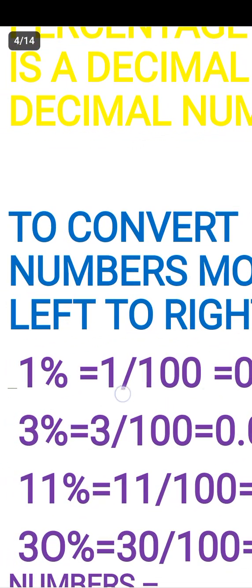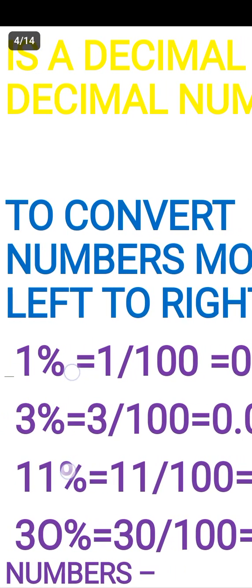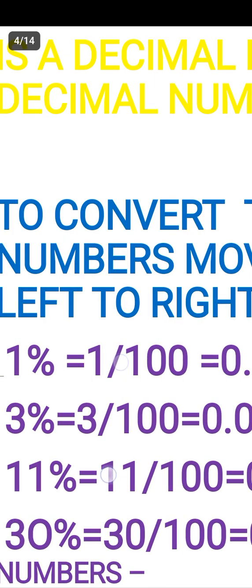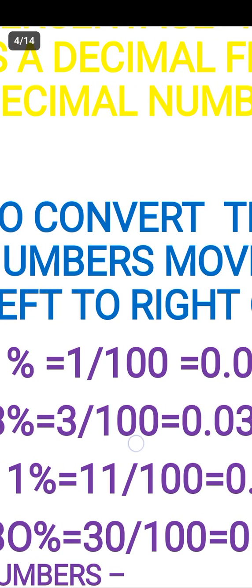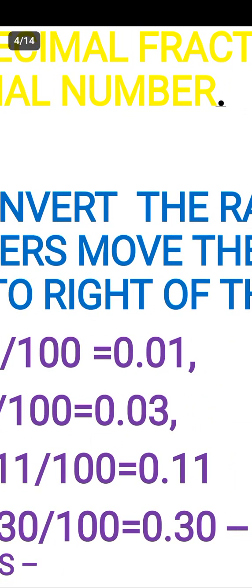Now let us take a look at another example of conversion of a fraction to a decimal number. 3% is the same thing as 3 over 100. Converting 3 over 100 to a decimal, you move the decimal point from the left to the right of the numerator. The numerator in this case is 3, and you move it 1, 2 places, and you put your decimal point there and add another decimal point so that it becomes 0.03.